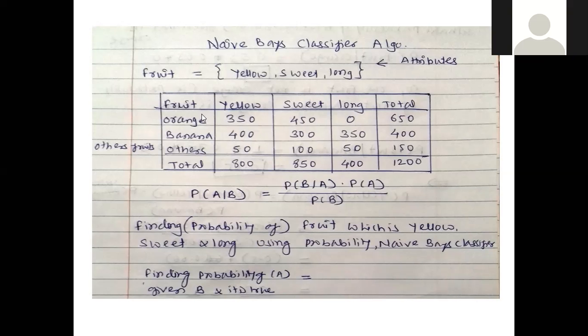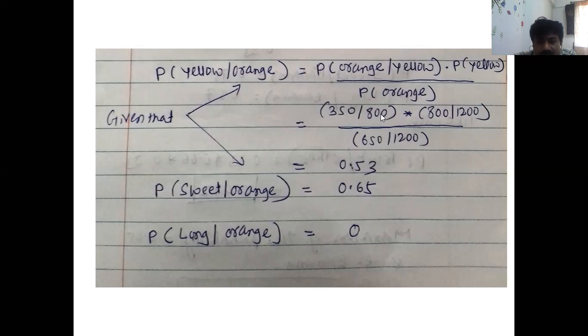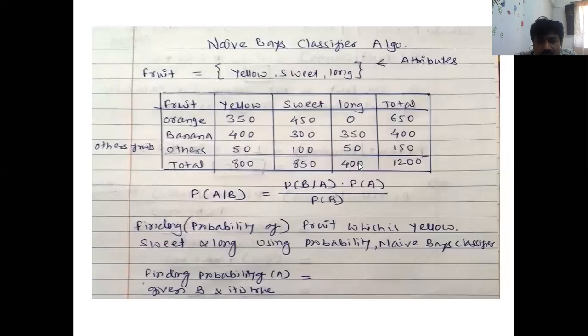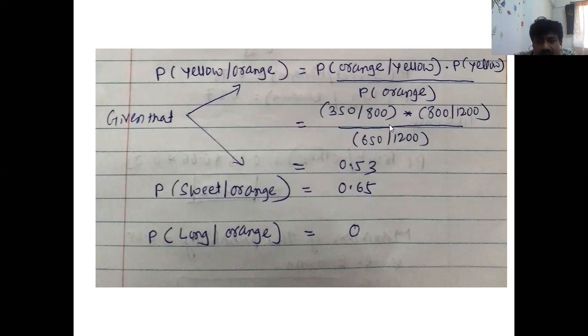So how many oranges are long? There are a total of 650 oranges, right? 800 will be replaced by 400, so there are a total of 400 long fruits. Out of that, long oranges are 0. So 0 divided by 400, and the total result will come 0. So we have computed with respect to the parameters yellow, sweet and long with respect to the orange.